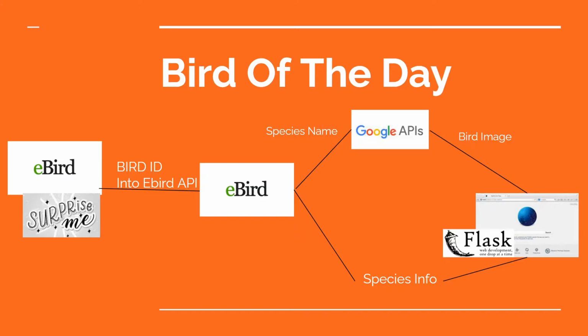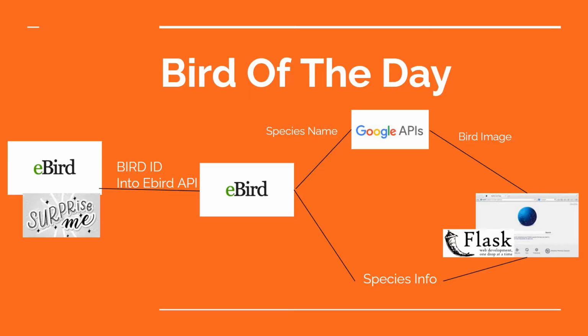The first API we're going to be utilizing is the eBird API, which stores information about bird locations. The eBird website has a surprise function which takes you to a random page. So rather than worrying about finding a random bird on our own, we can just use that. We then take the end of the URL of the surprise bird and feed that directly as the ID into the API itself. From that API, we get information about the bird's taxonomy and name and such.